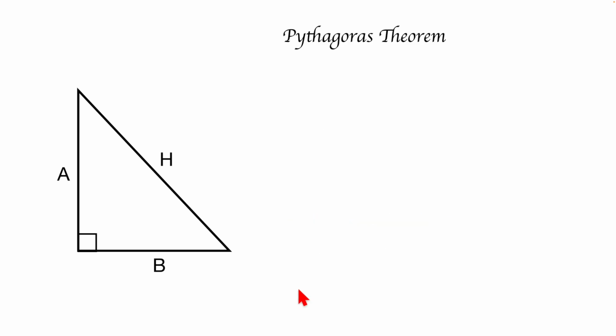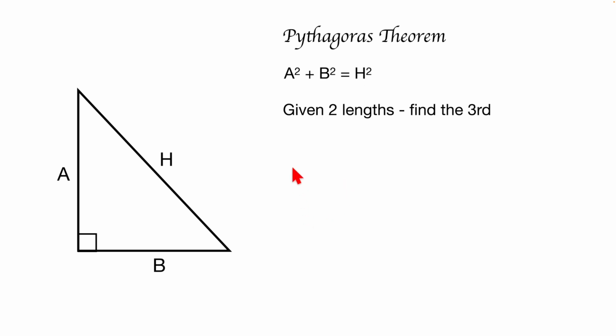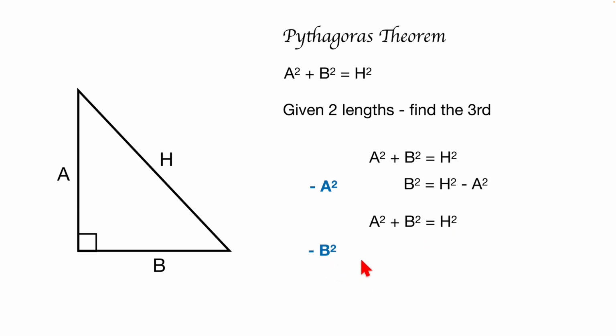So, the Pythagoras theorem, a squared plus b squared equals h squared. It's sensible enough, and it means that given two lengths, we can find the third. So, if we take a squared plus b squared equals h squared and we subtract a squared from both sides, we see that b squared equals h squared minus a squared. Similarly, if we subtract b squared, we get that a squared equals h squared minus b squared. You can see there's symmetry in these two equations.